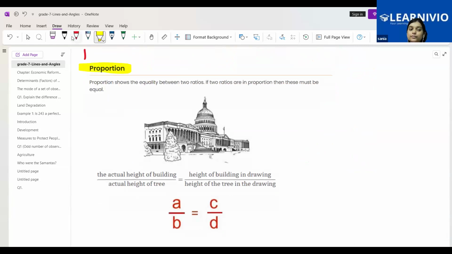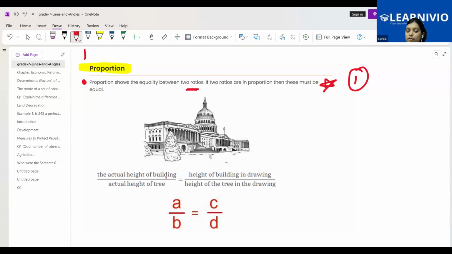Proportions? Yes, ma'am. It's like A is to B, and it is proportional to C is to D. We learned this as well. Wait a minute, let me explain, Ibrahim. So proportions show the equality between two ratios. If two ratios are in proportion, then they must be equal. This is very important for 1 mark. If the ratios are in proportion, that means they are equal. Unequal numbers cannot be in a proportion.